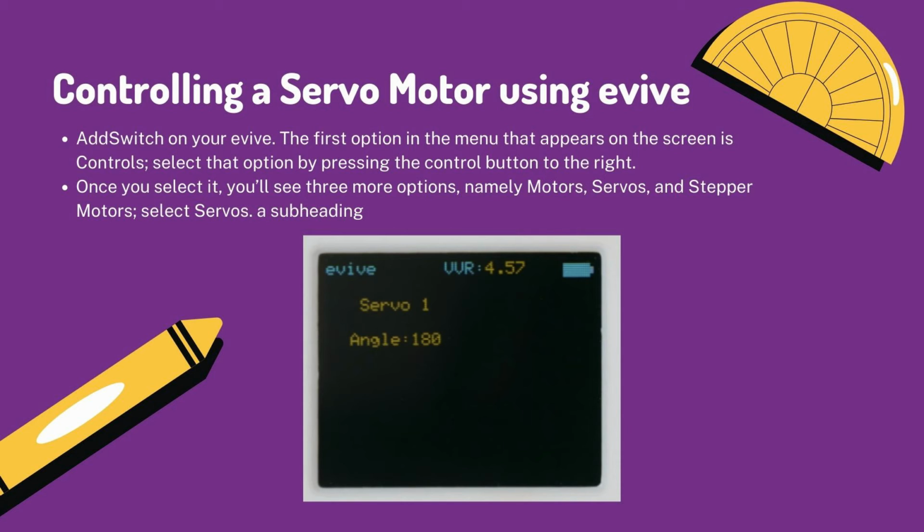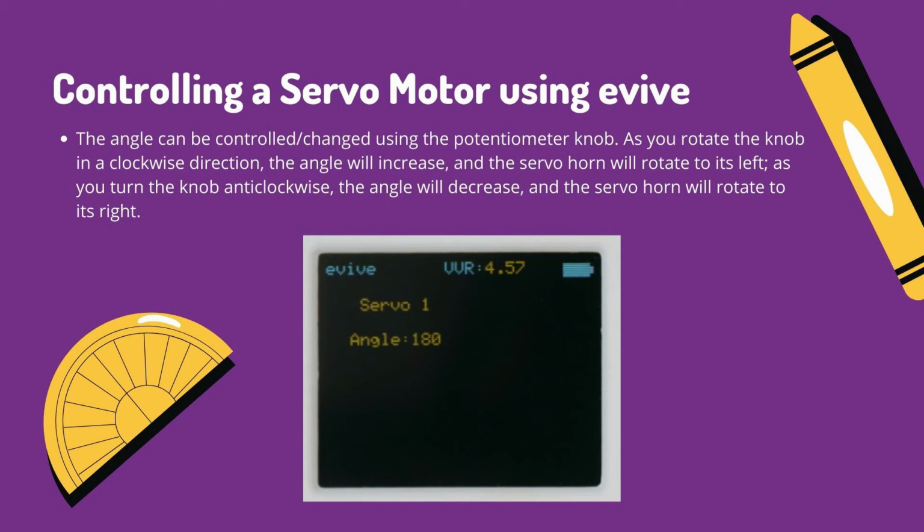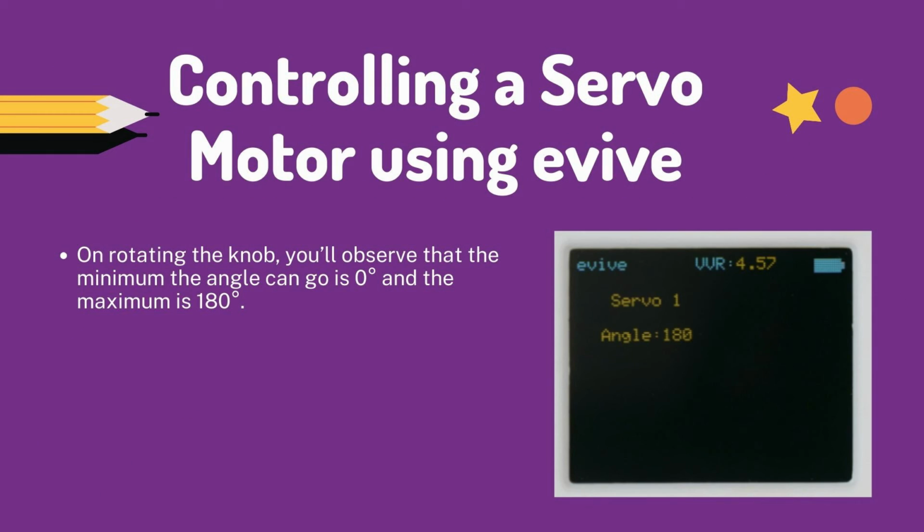Once you select it, you'll see three more options, namely motors, servos, and steppers. Select servos, which is a subheading. Then the angle can be controlled or changed using the potentiometer knob. As you rotate the knob in a clockwise direction, the angle will increase and the servo horn will rotate to its left. As you turn the knob anti-clockwise, the angle will decrease and the servo horn will rotate to its right. On rotating the knob, you'll observe that the minimum the angle can go is 0 degrees and the maximum is 180 degrees.